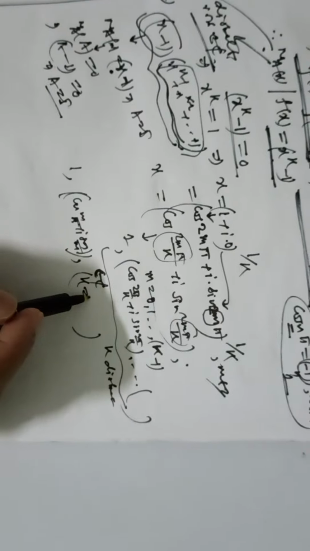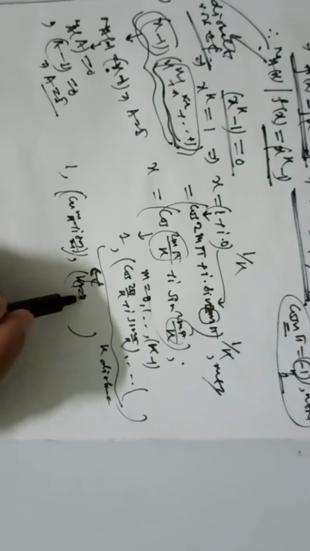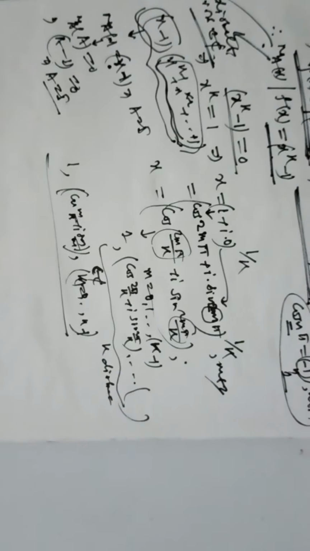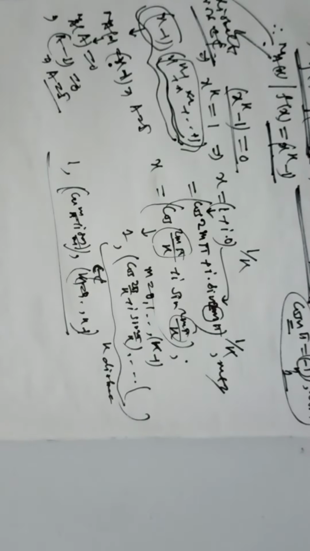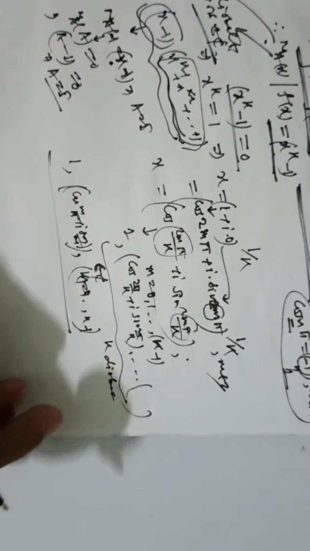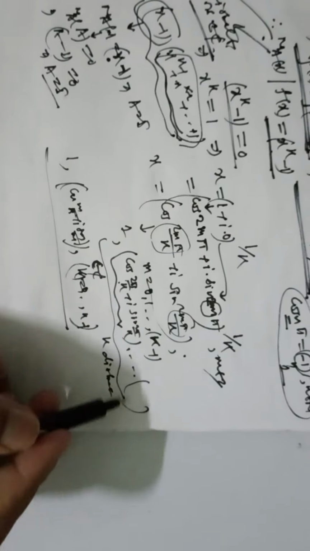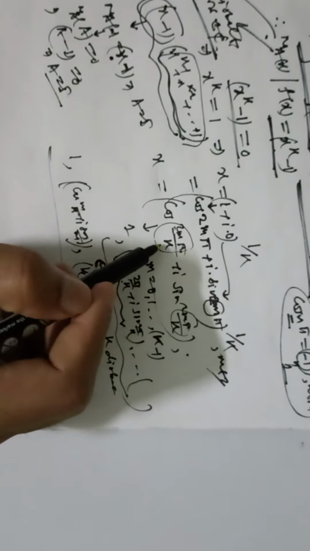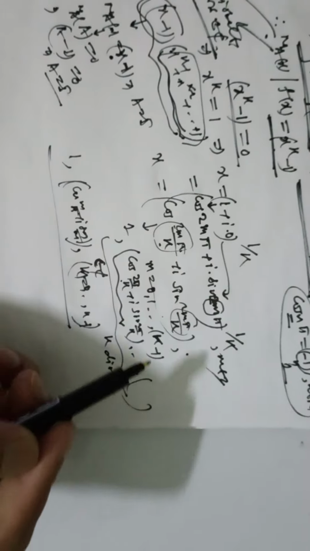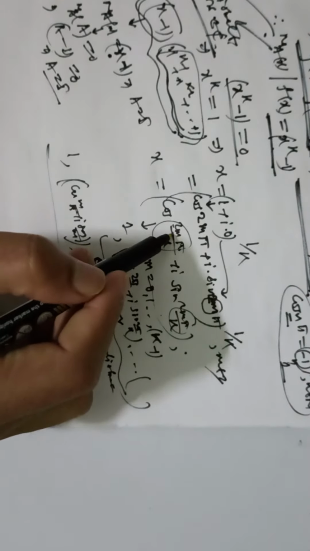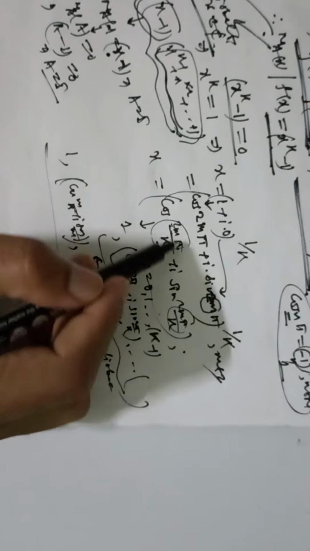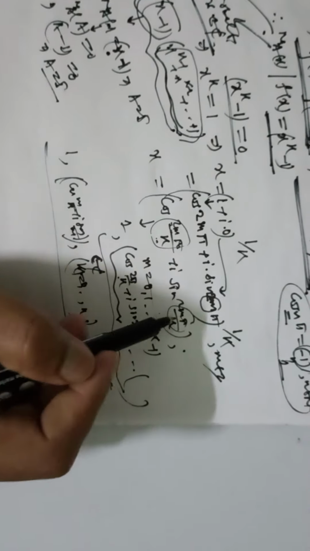k varies from... so m varies from 0, 1 to k minus 1. So the first root is 1 and the other roots are of the form cos theta plus i sin theta. All of these are distinct: cos 2 pi plus i sin 2 pi by k. The next one is m equal to 2: cos 4 pi by k plus i sin 4 pi by k. The next one is m equal to 3: cos 6 pi by k plus i sin 6 pi by k.